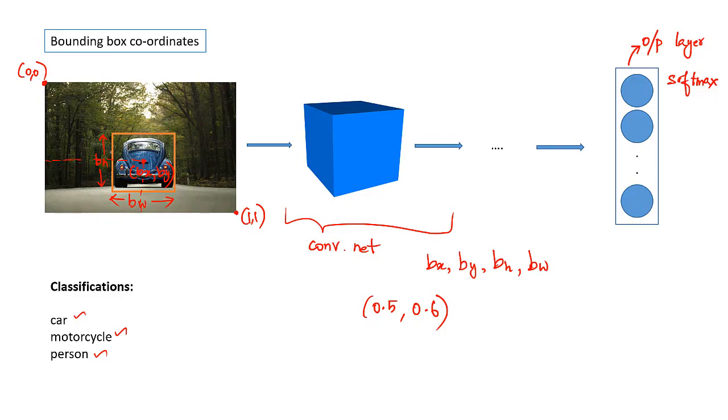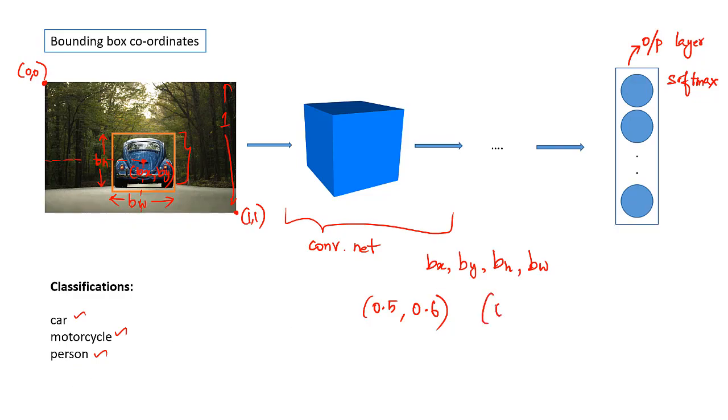So this is the center point, and this is the height of the image. Considering the total height of the image to be 1, we can safely assume that our BH takes a value of approximately 30% of this total height. So we can take the height to be 0.3.